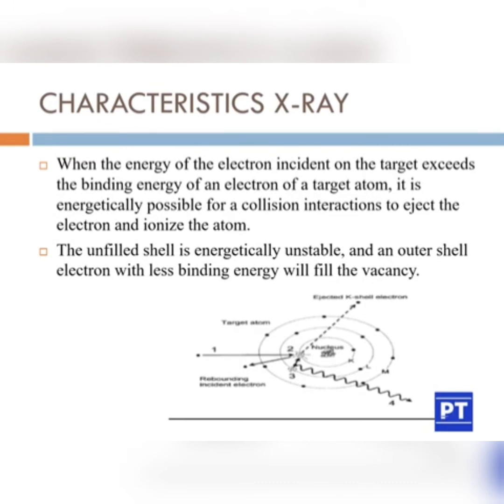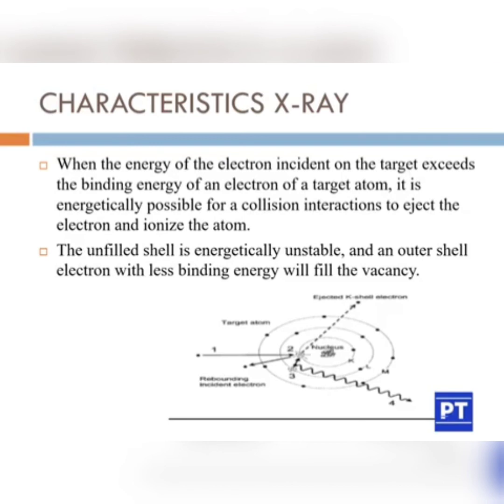So this is what about Bremsstrahlung radiation. Again, let's see about characteristic X-rays. When the energy of the electron incident on the target exceeds the binding energy of the electron of the target atom, it is energetically possible for the collision interaction to eject the electron and ionize the atom.